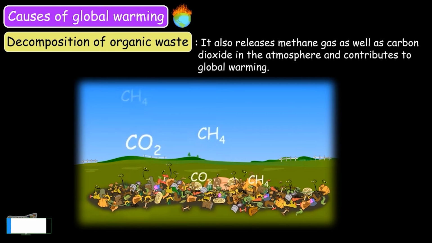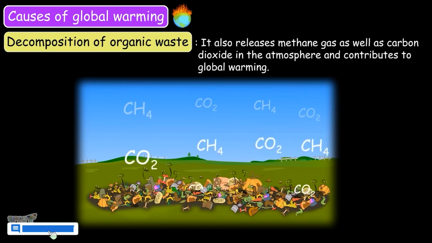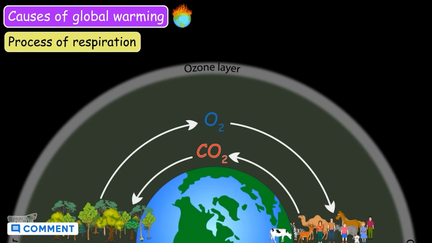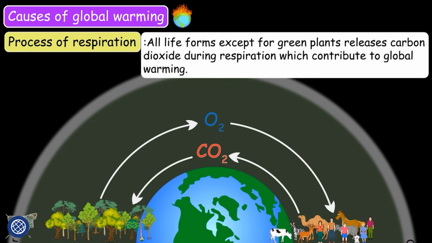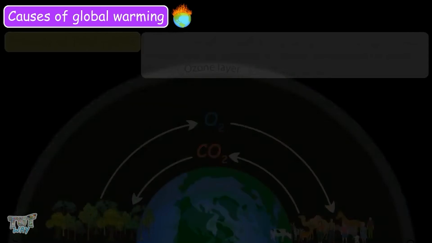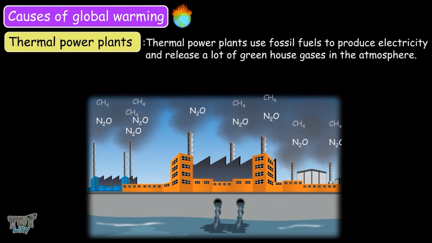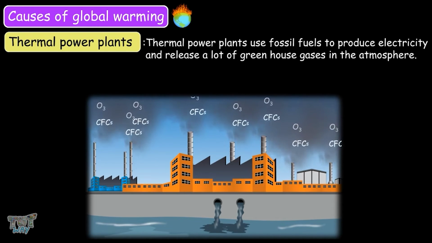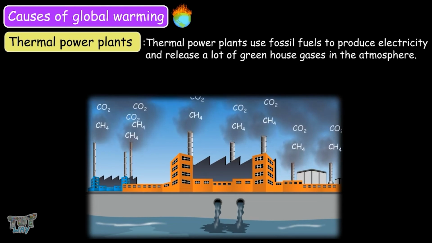Decomposition of organic waste also releases methane gas as well as carbon dioxide into the atmosphere and contributes to global warming. Respiration. Respiration is also a reason for global warming. All life forms except for green plants release carbon dioxide during respiration, and an increasing population is leading to an increase in the amount of carbon dioxide in the atmosphere. Thermal power plants use fossil fuels to produce electricity, and as the demand for electricity is continuously growing, a huge number of power plants are being set up, which leads to an excess release of greenhouse gases into the environment.